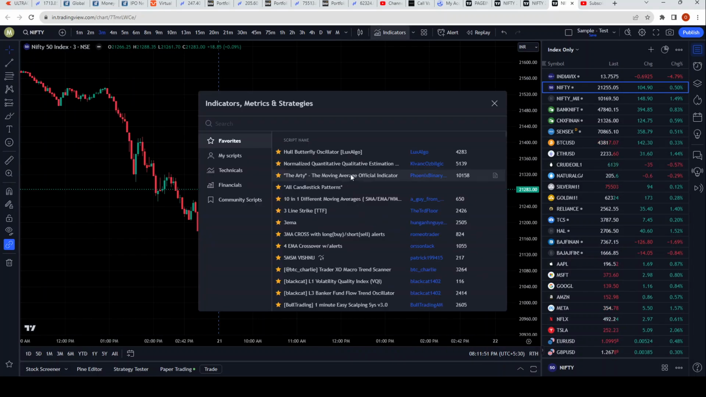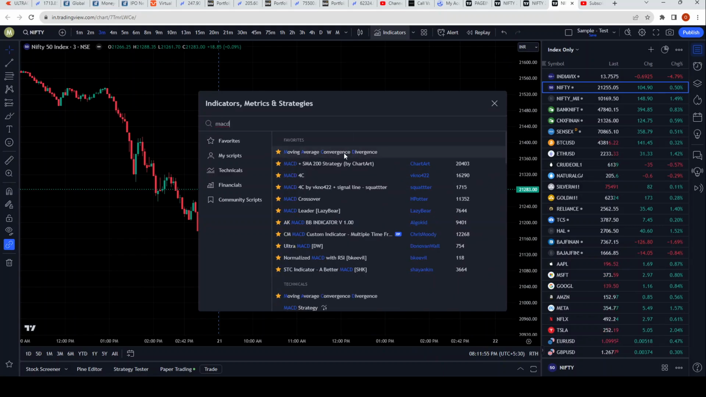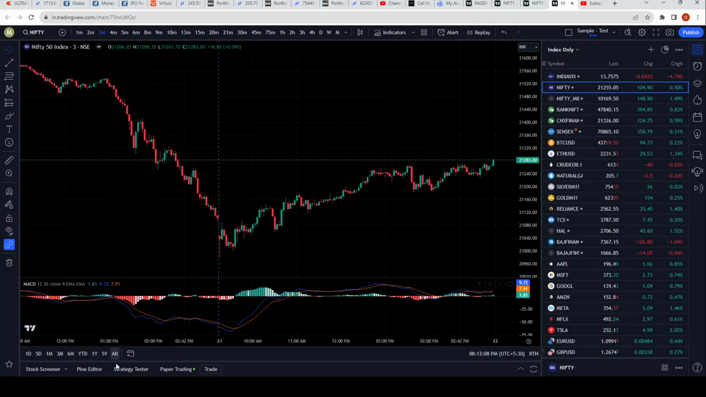I'll add MACD. We want this first one over here, which is the default one offered by TradingView. All right, click on this. Now this will show up over here like this. Now notice the changes we will make to this. All right, so we'll go to settings.